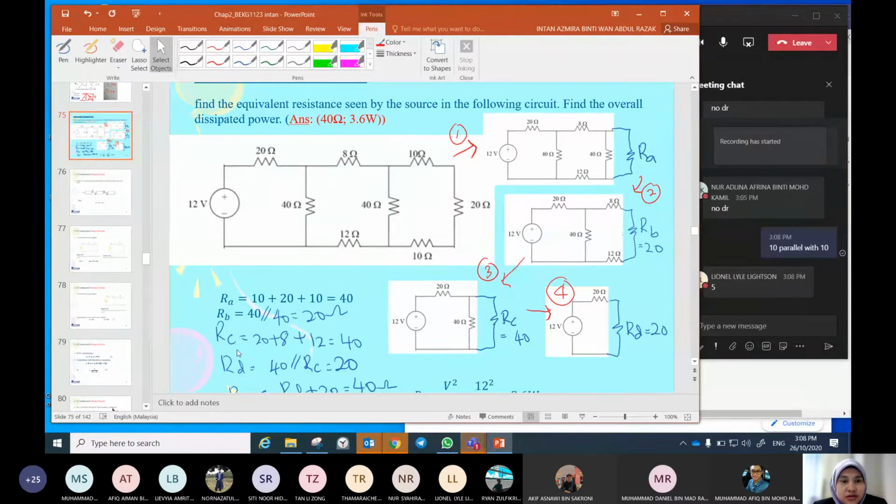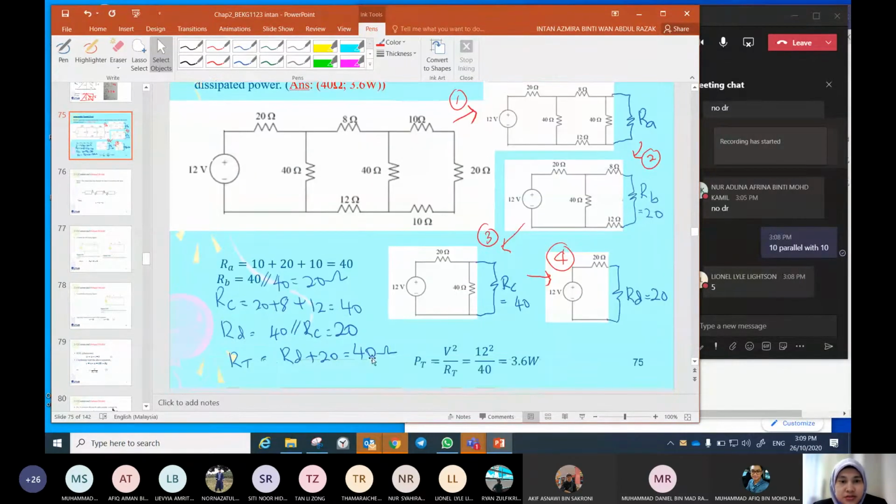And then let's say we name it as RC. RC is equal to 20 plus 8 plus 12, we get 40. Okay, and then the new equivalent circuit will be this 40, and then again 40 parallel with 40, we will get 20, half. Okay, and then this is the new equivalent circuit or the simplified circuit. So 20 and 20 is series, then the equivalent R is equal to 40.